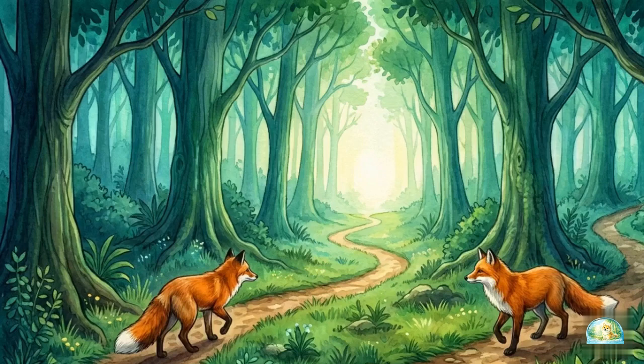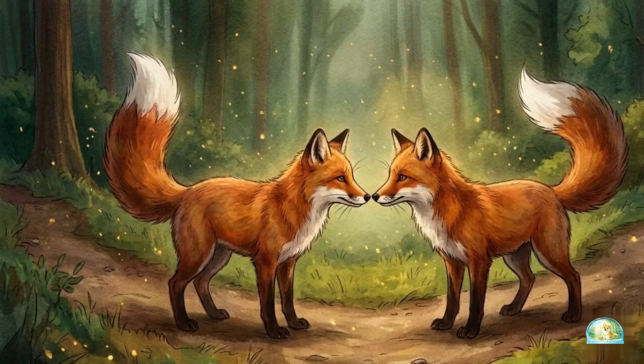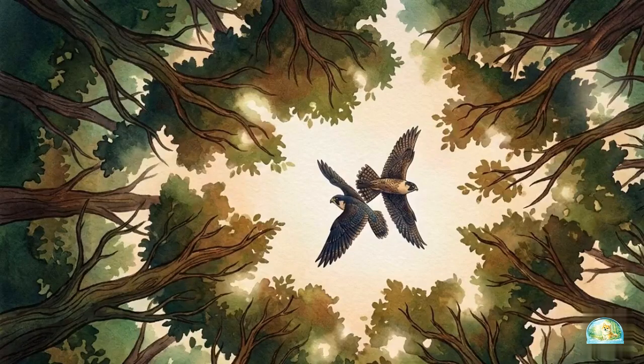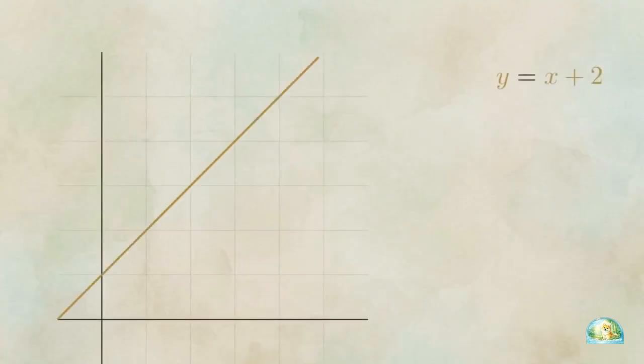Imagine two distinct trails winding through a forest, each walked by a different fox. Eventually, those two paths cross. That specific clearing is the one location that exists on both trails at the exact same time. In algebra, when we track two different relationships to find where they cross, we call it solving a system of equations. Let's look at the mathematical paths for our foxes.